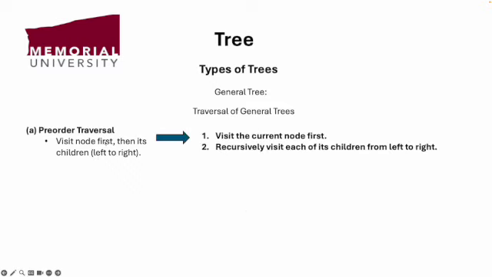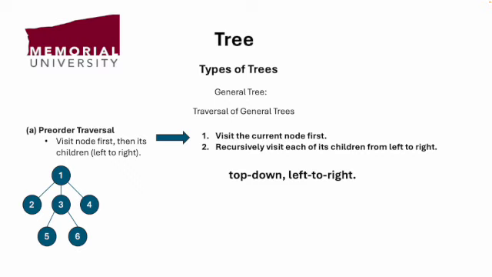So let's break down this rule, right? So it means what? First, visit what? Current node first, and then recursively visit each of children from left to right. What's the principle they follow? From top down and left to right. Okay, it's a preorder traversal.